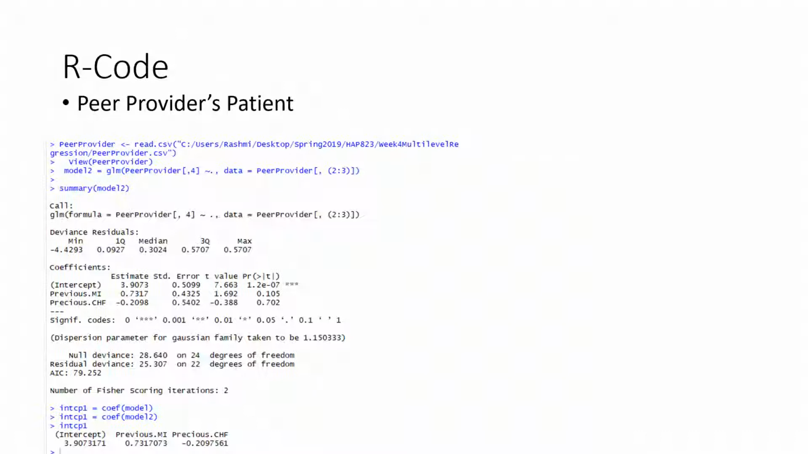Here's the result for the peer providers' patients. For this, I got an intercept of 3.9073171. This is a little bit different than what the professor got in the class, but this is how R gave me the result.